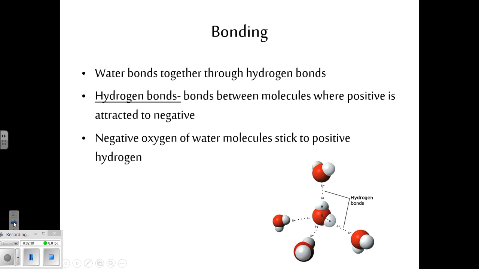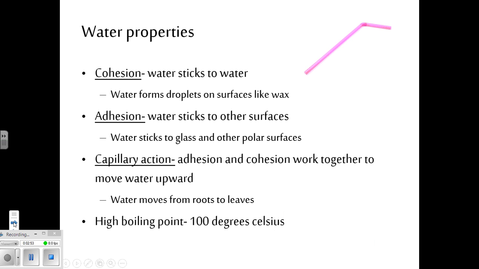This is why when we boil water, it can become a gas rather quickly. Those hydrogen bonds can just kind of fall apart. But when it's in the liquid form or even the solid form, they are stuck together. Okay, so this gives water several different properties.